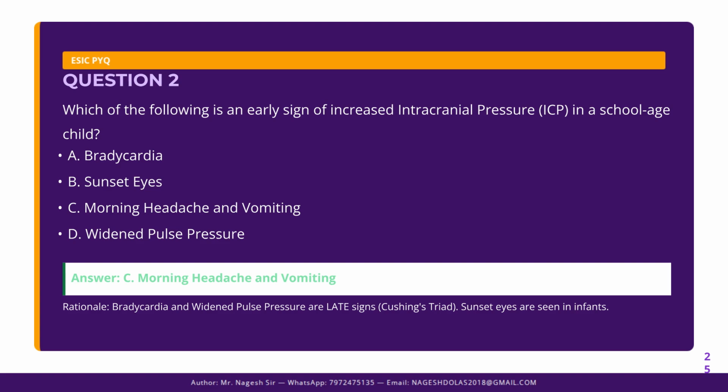Question 2. Which of the following is an early sign of increased intracranial pressure in a school-aged child? The answer is C. Morning headache and vomiting. Bradycardia and widened pulse pressure are late signs, and sunset eyes are seen in infants.